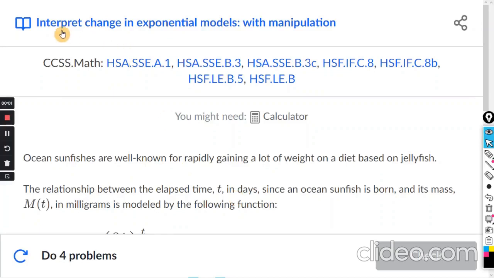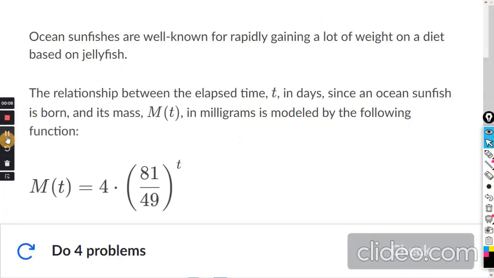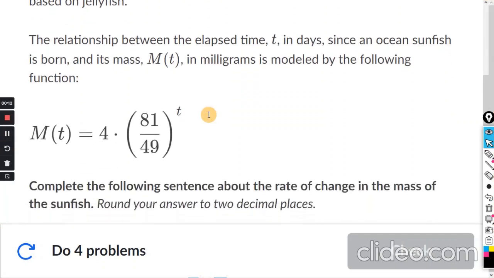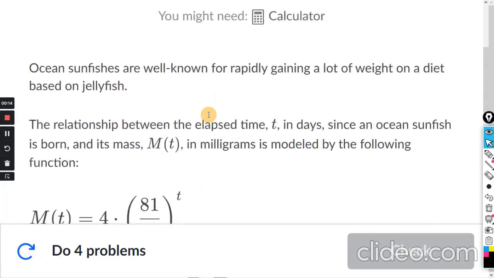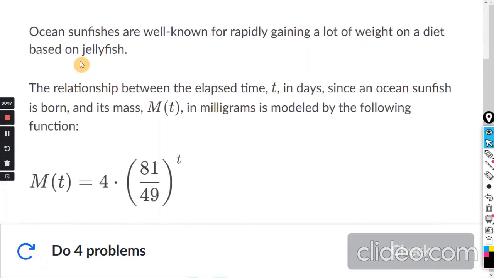This will be for the con exercise. Interpret change in exponential models with manipulation. All right, for most of these, the write-up is not that important. You really want to focus on the equation and what they're asking. I'll just read it anyway.